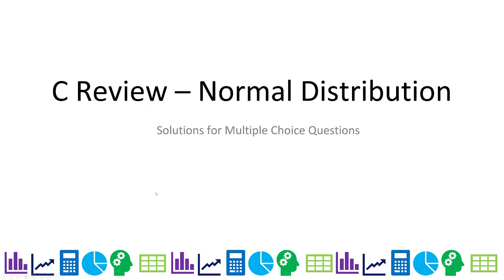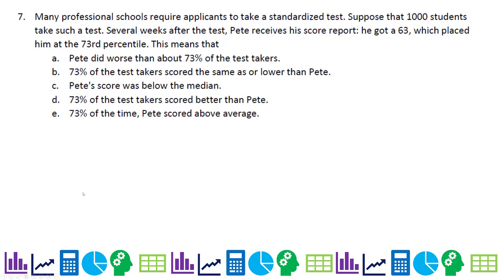Now, here are the solutions for the multiple choice questions on the review that didn't already have a video solution. Many professional schools require applicants to take a standardized test. Suppose that 1,000 students take such a test. Several weeks after the test, Pete receives his score report. He got a 63, which placed him in the 73rd percentile.